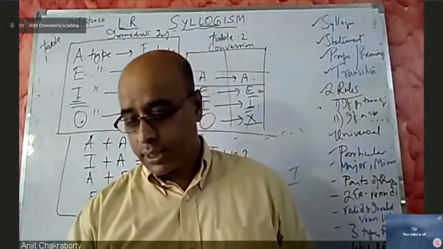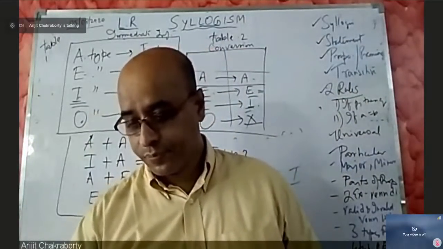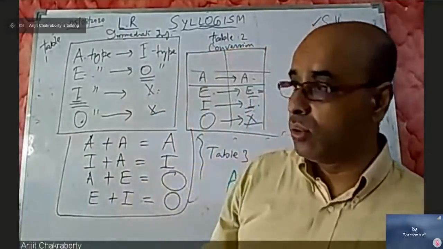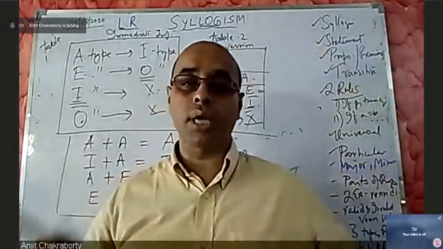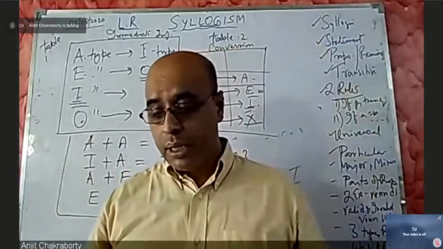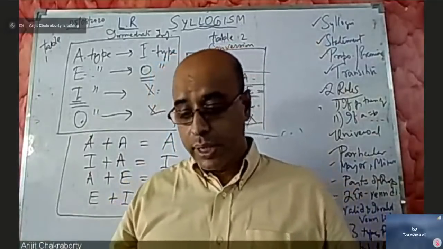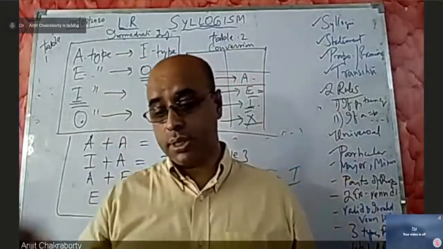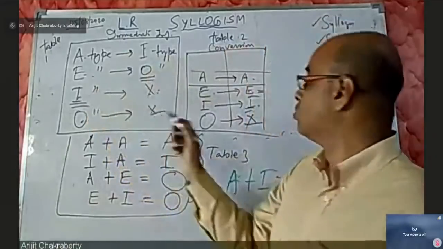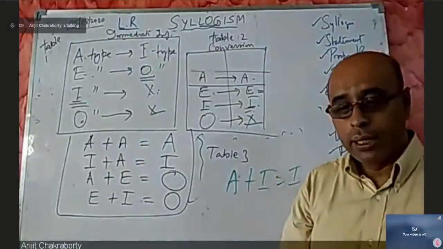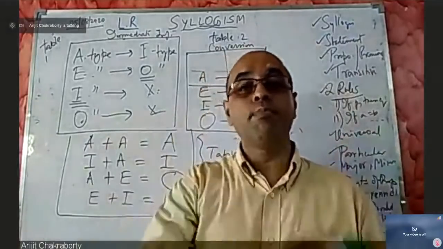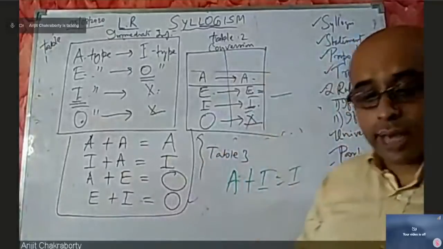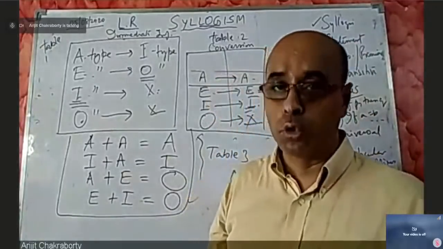Now let us take number 8. Some caps are blue and no clip is blue. If you convert them, it becomes no clip is blue and some blue are caps. Some caps are blue, I, can be converted to I. I can write it as some blue are caps, an interchange. So it becomes some blue are caps and then you have no clip is blue.